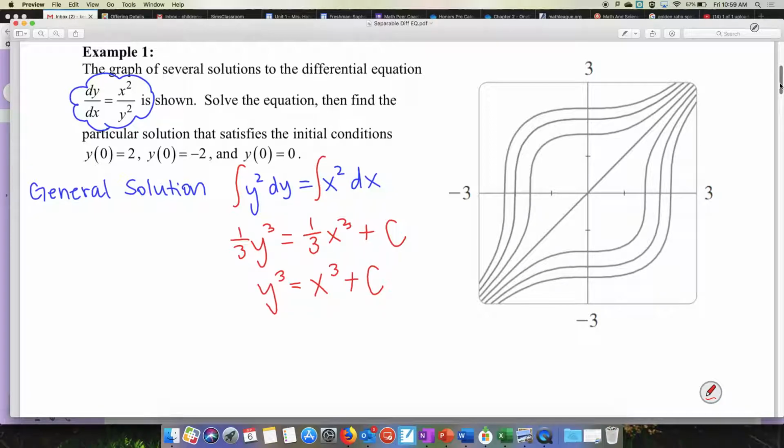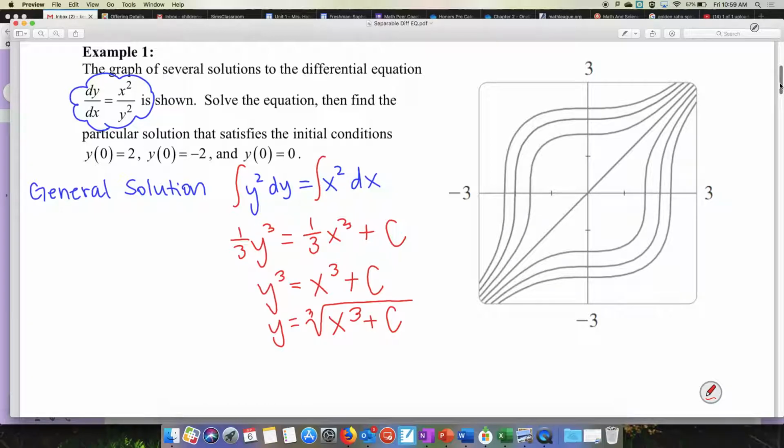C means constant, so we're just going to keep it as constant until we actually solve. So our general solution would be y equals the cubed root of x cubed plus c. Now I will remind you, if this were a square root, we would have to include the plus or minus.